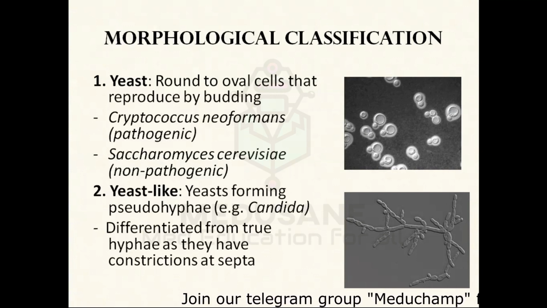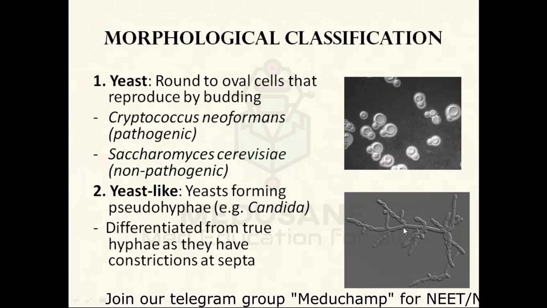Coming to the second one, yeast-like. Yeast-like is a yeast which forms along with pseudohyphae. The example is Candida. Here, after the yeast cells form, they are not separated from the parent cell, but remain attached to it. That's why it's called yeast-like. To differentiate it from true hypha, true hypha has the constitution of septa.